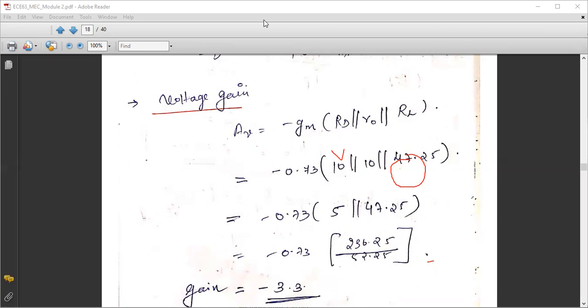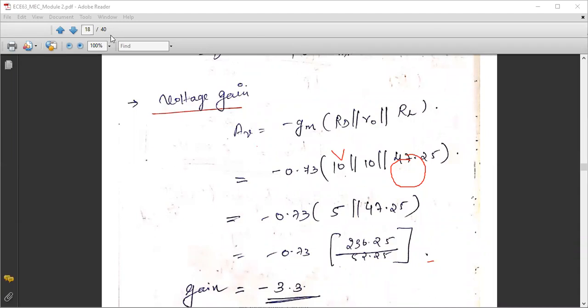Have you tried this? Please let me know whether you are getting the same answer for GM, R0 and gain. Yes, it is negative 3.3, because this is a common source configuration and the MOSFET acts as an inverting amplifier. So for that, you have to put a negative symbol in the expression also.